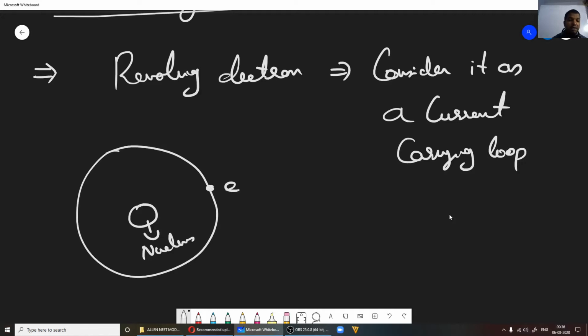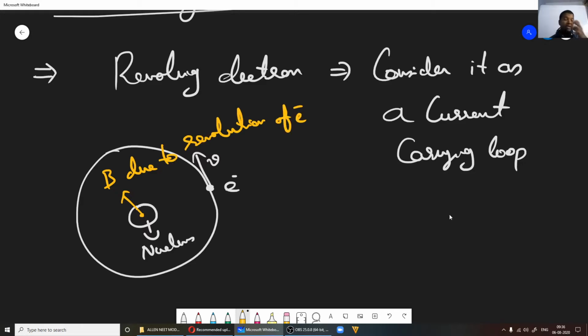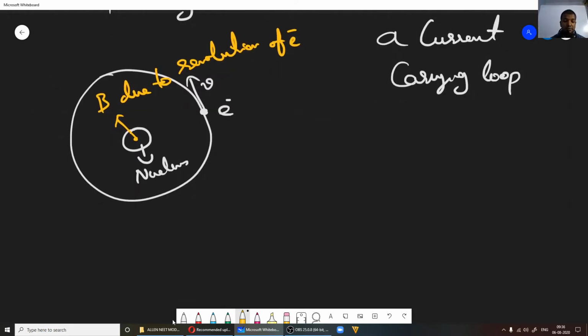Now since this electron is revolving with some velocity, orbital velocity, you will see some magnetic field at the center, correct? So you will see some magnetic field due to the revolution of electron. Now the direction of the magnetic field is given by the right hand rule, correct? So magnetic field will be produced at the nucleus, where the nucleus is present.